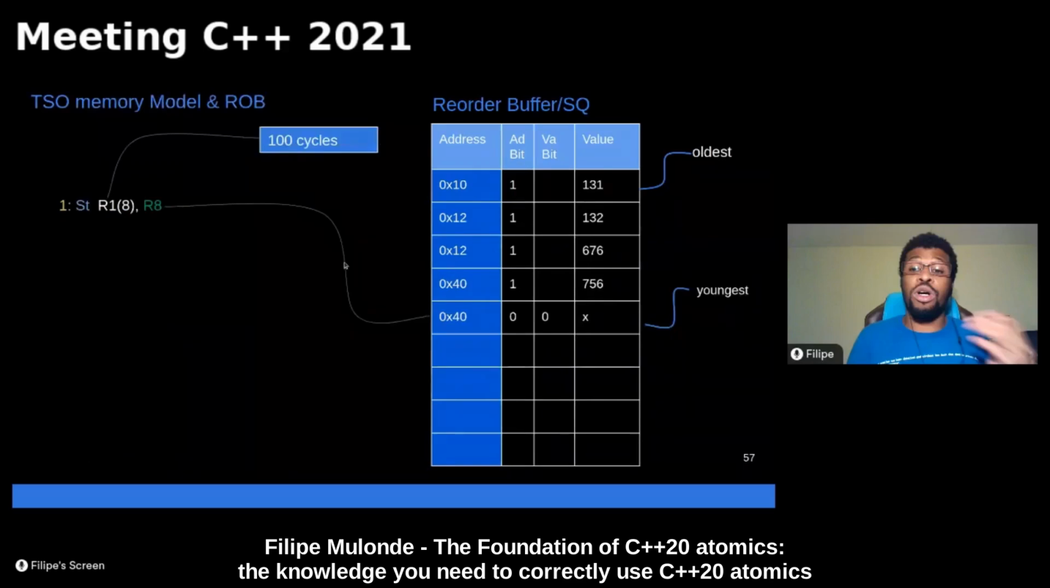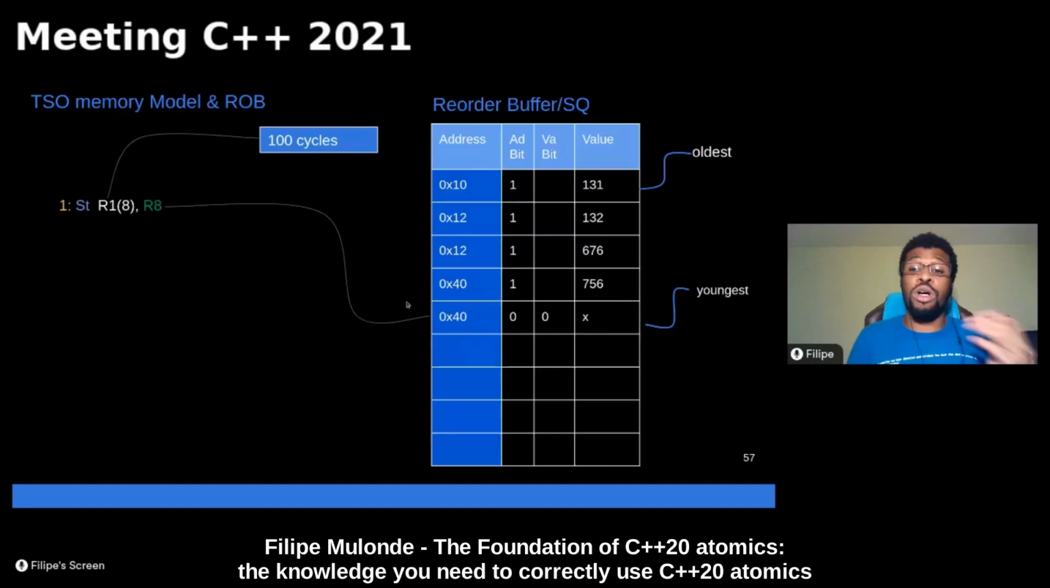So now let's see how this reorder buffer affects the visibility of store operations, and also how it affects the total store memory model. For that, let's see how this buffer works a little bit. We have the first instruction, which is a store, and it takes 100 cycles to compute the address of the store. When the store arrives, we allocate an entry for that store in the reorder buffer, and the store becomes the youngest entry in the reorder buffer. We also have the address bit, the valid bit, and the value in each entry.